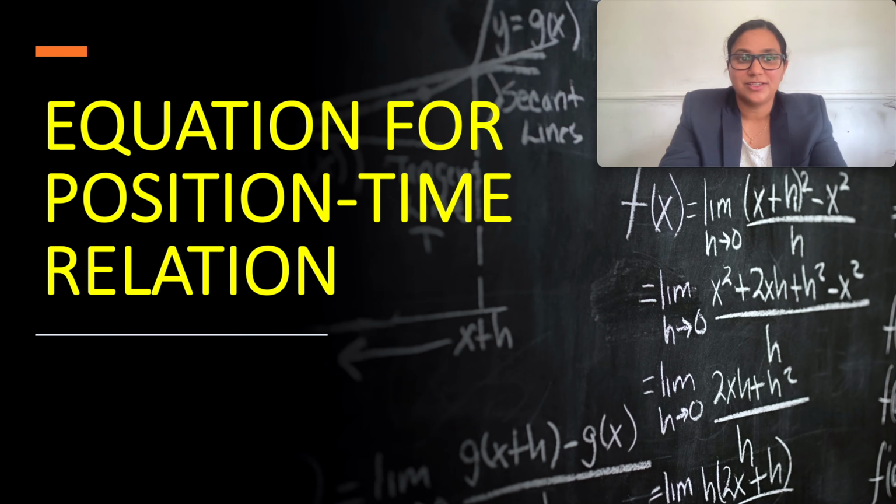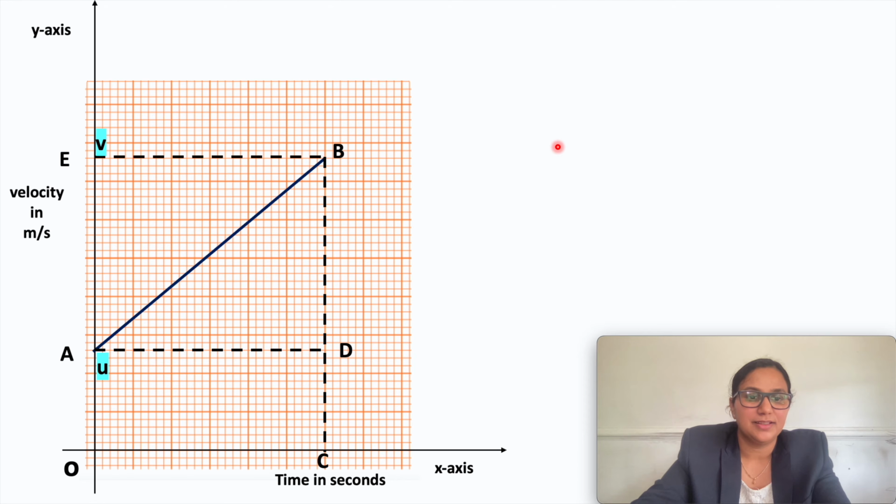So first we are going to derive the equation for the position-time relation. Before starting, let me give you a brief explanation about this graph sheet. We already discussed this graph in the previous derivation of v = u + at. We have plotted the velocity-time graph, with time along the x-axis and velocity along the y-axis.